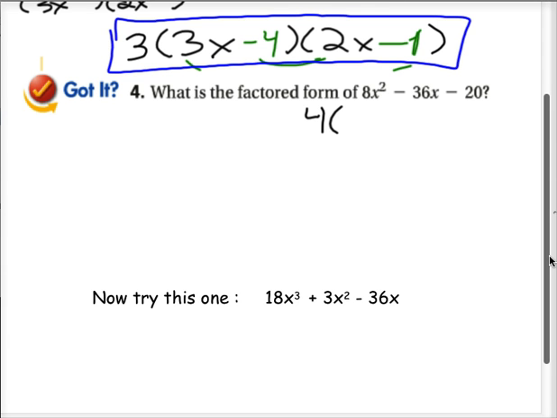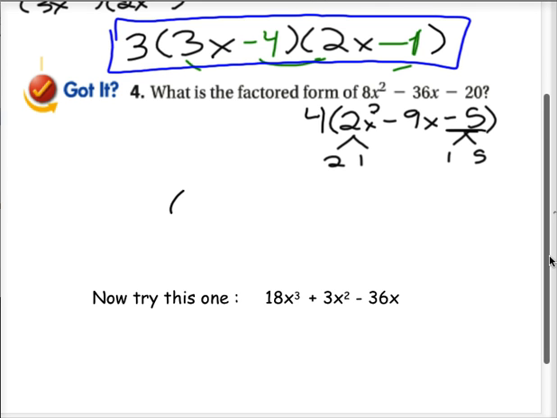So when I pull out a 4, that's going to give me a 2x squared, a negative 9x, and a negative 5. And now this is where I'm going to have to start breaking this down. So 2 can only break down into 2 and 1. 5 can only break down into 1 and 5. Now, I want you to be aware though, again, that is a negative 5.